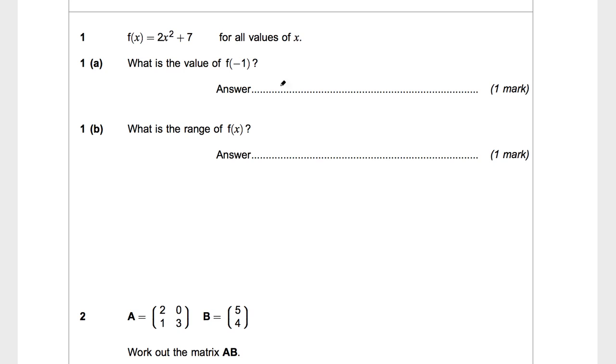I just sub in minus 1, so that's 2 lots of minus 1 squared plus 7. That's 2 plus 7 is 9.